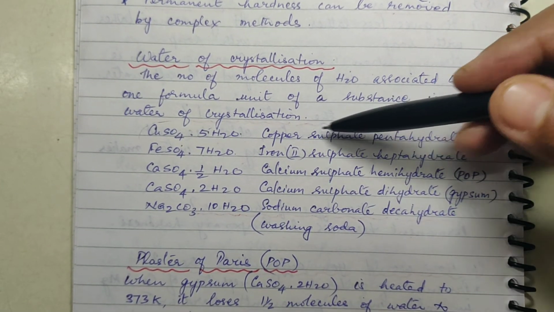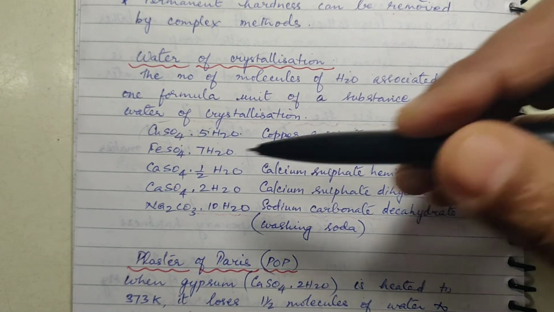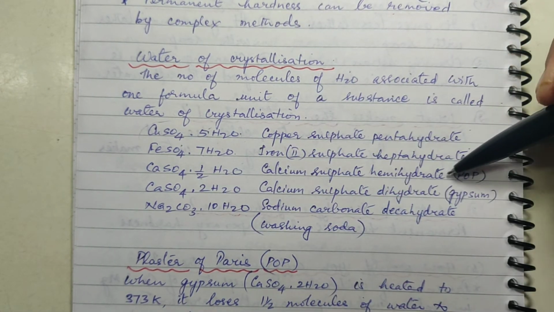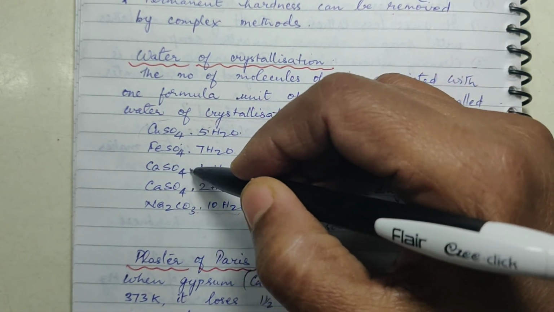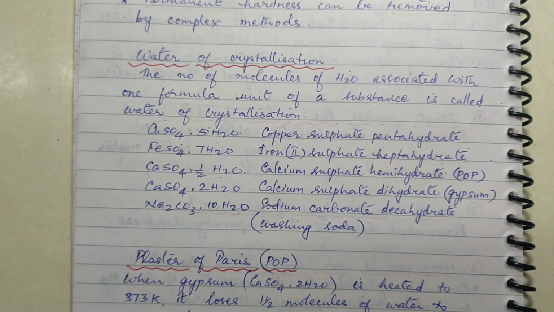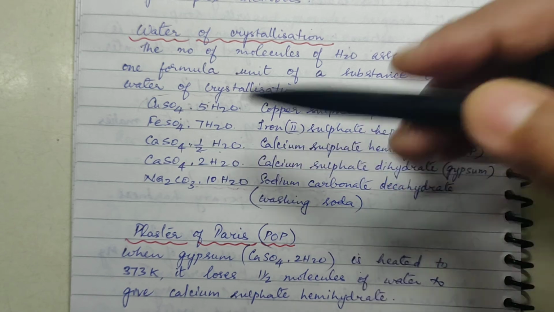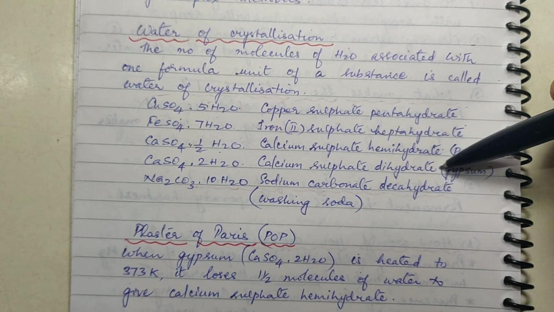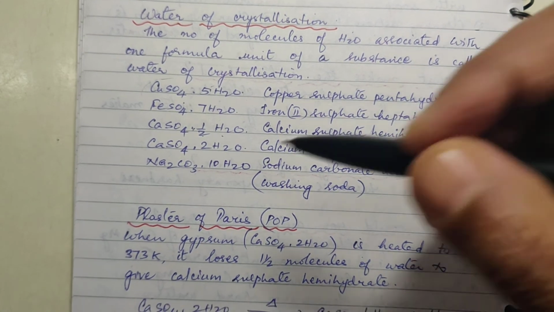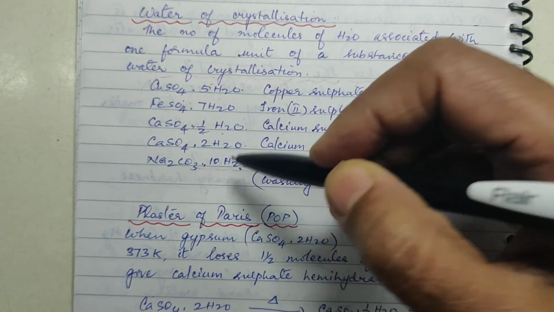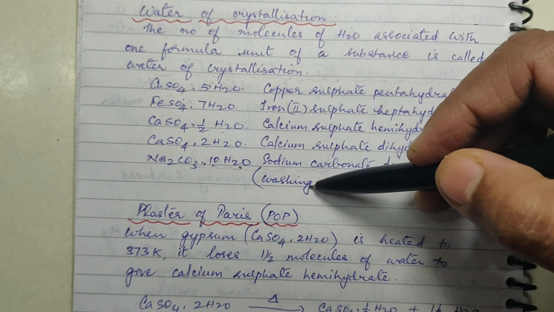And copper sulfate pentahydrate, iron sulfate heptahydrate, like that you call it. If it is half, then you call it hemihydrate, which is nothing but POP. Plaster of Paris is nothing but calcium sulfate·½H2O. This is nothing but POP. Then CaSO4·2H2O is calcium sulfate dihydrate, which is also commercially called gypsum. Then Na2CO3·10H2O, this is a decahydrate. 10 means deca. And what is it? This is nothing but washing soda.